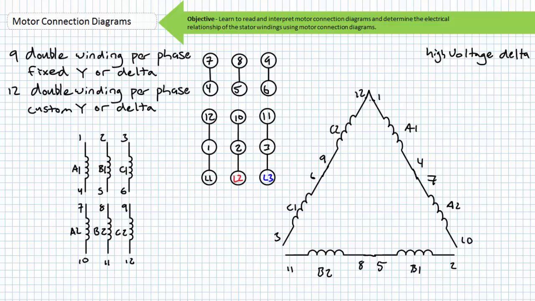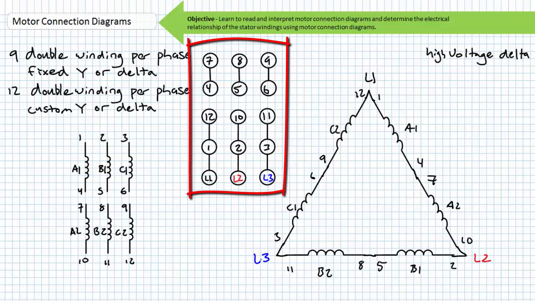Then 1 is joined with 12, forming the top corner of the series delta. 2 is joined with 10, forming the right corner of the series delta. Finally, 3 is joined with 11, forming the left corner of the series delta. Phase voltages L1, L2, and L3 would be applied to terminals 1-12, 2-10, and 3-11, where phase sequence determines direction of rotation. The motor connection diagram illustrating a 12-lead high voltage delta configuration might look something like this.